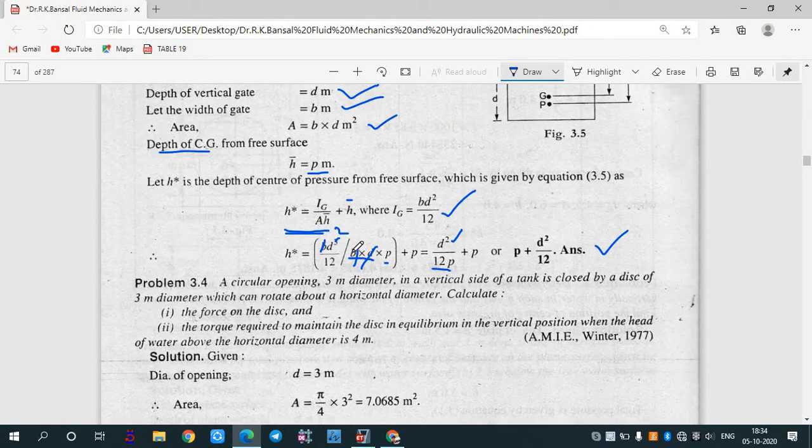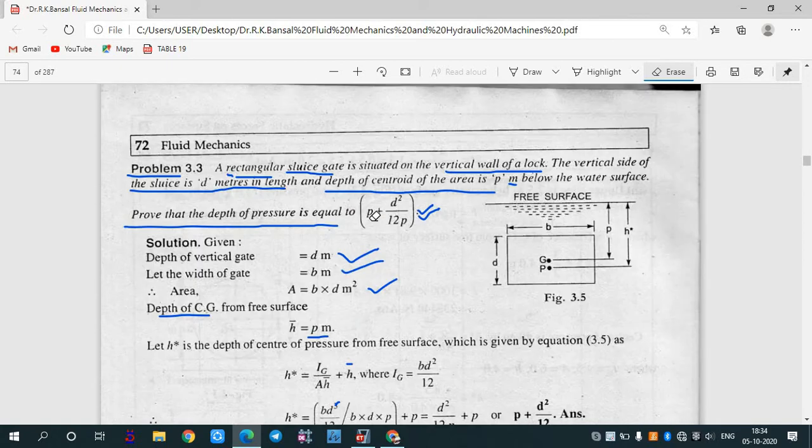Okay, so this was the second numerical. Hope you have understood this. This is very simple. In this we need to prove this value, P plus D square by 12P.